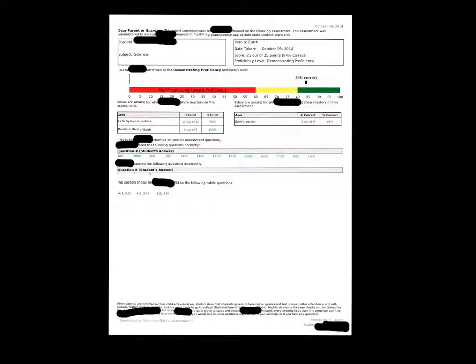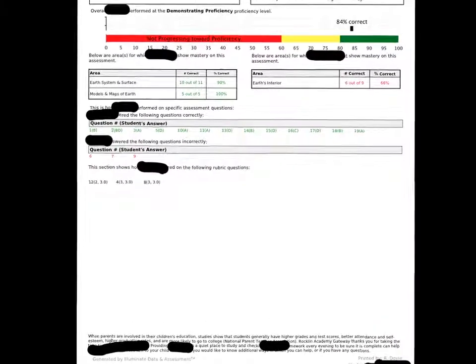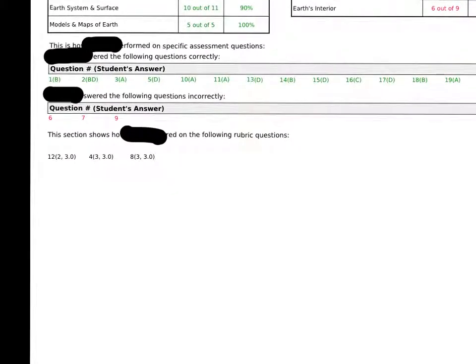So down here, we can actually see the students' correct answers and the students' incorrect answers, and down here, it's kind of hard to read these descriptions with all the names blurred out. But if we zoom in a little closer, we can see this would be question 12, question 4, and question 8, and it shows that they got a 2 out of 3, a 3 out of 3, and a 3 out of 3 on those questions. These were not multiple choice questions. These were response questions. So ask a question, write a sentence to describe it, that type of thing.